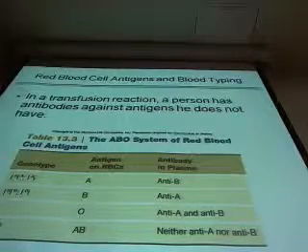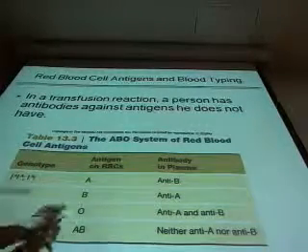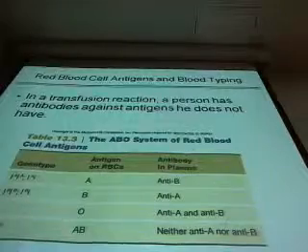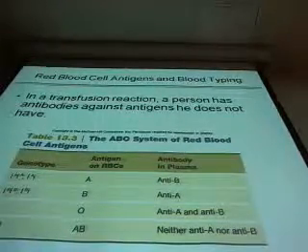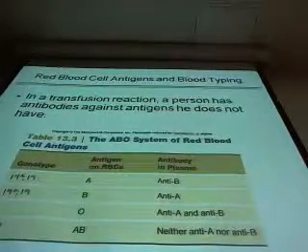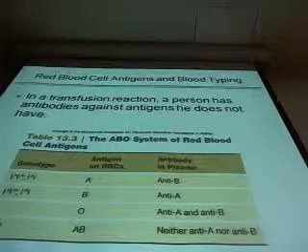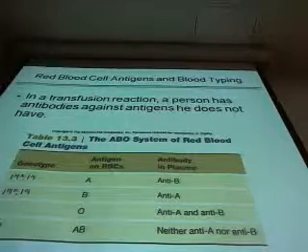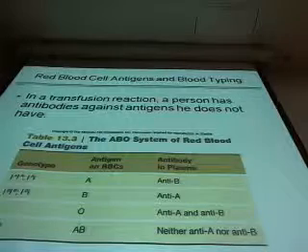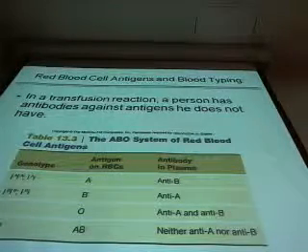So that's why O is a universal donor. There's nothing on it. You can give it to anybody, even if they have anti-A or anti-B in their system. There's nothing on the O cells for it to attack, to recognize as foreign. You can give it to anybody, the cells, not the plasma.